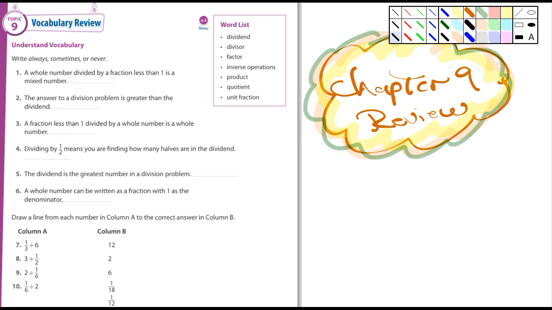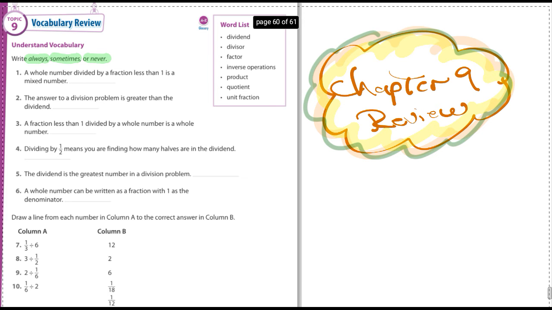The very first one says understanding vocabulary, write always, sometimes, or never for each one. And you guys know how to do that. So for number 1, it's either going to be always, sometimes, or never. And the same thing with number 2 and number 3 and so forth. So always, sometimes, or never. Those are your 3 choices.